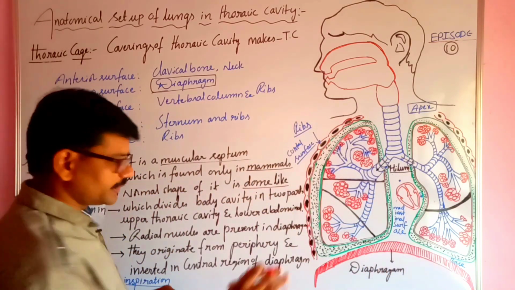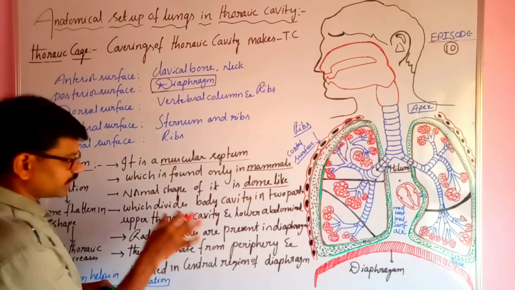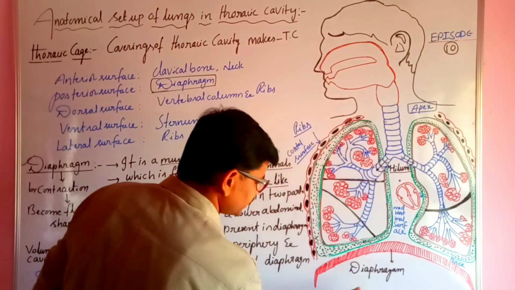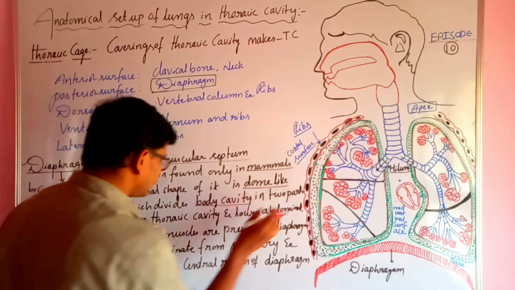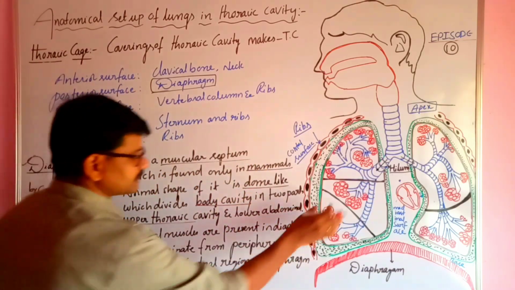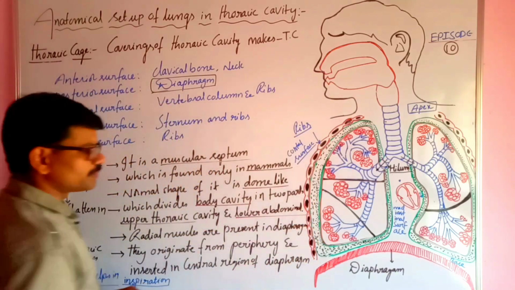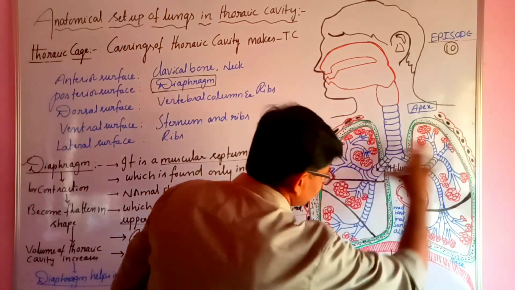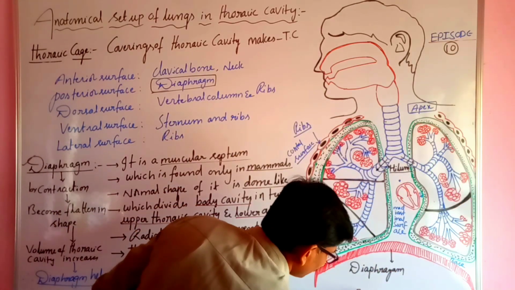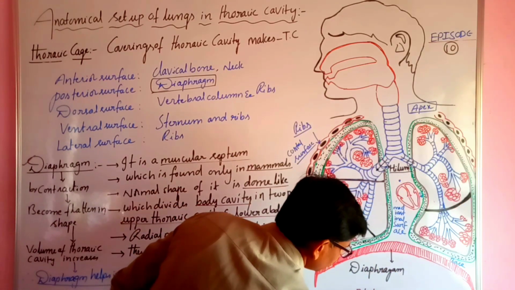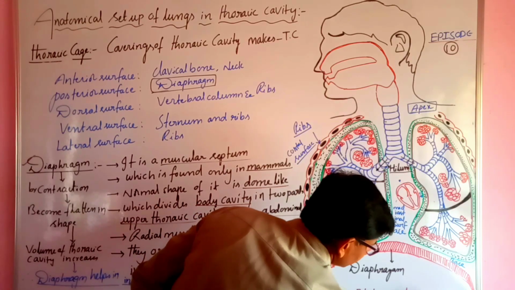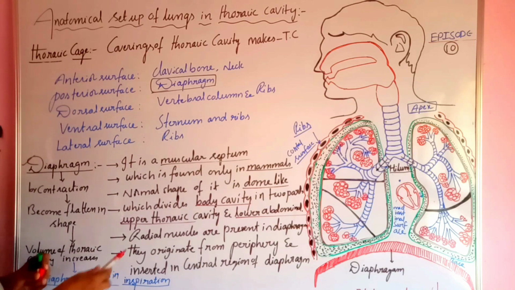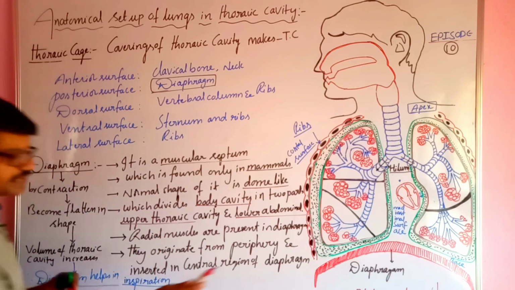Next, what is the role of this diaphragm? Diaphragm mainly divides the body cavity. There are two body cavities I told you: one is the chest cavity, one is the abdominal cavity. This diaphragm helps to separate the upper thoracic cavity from the lower abdominal cavity.